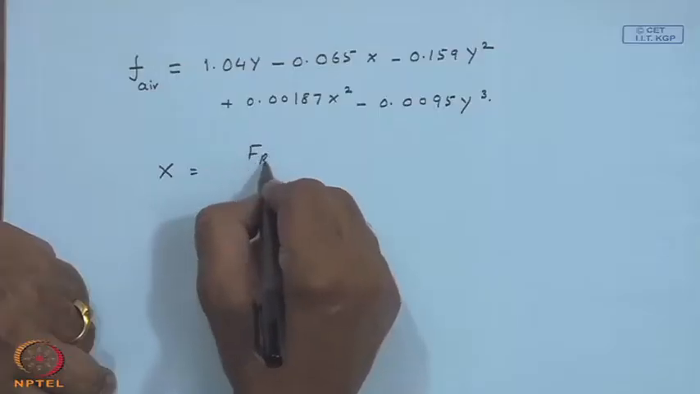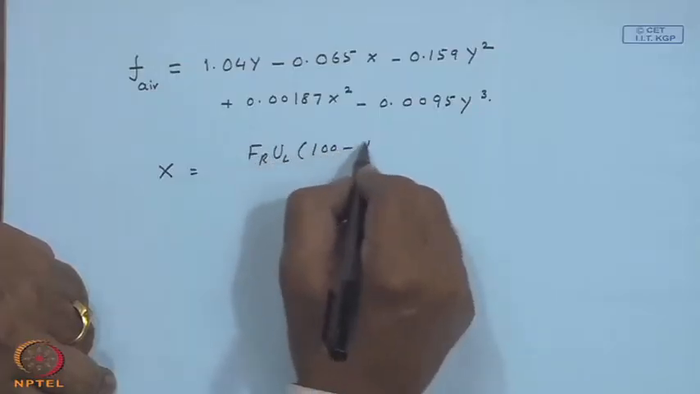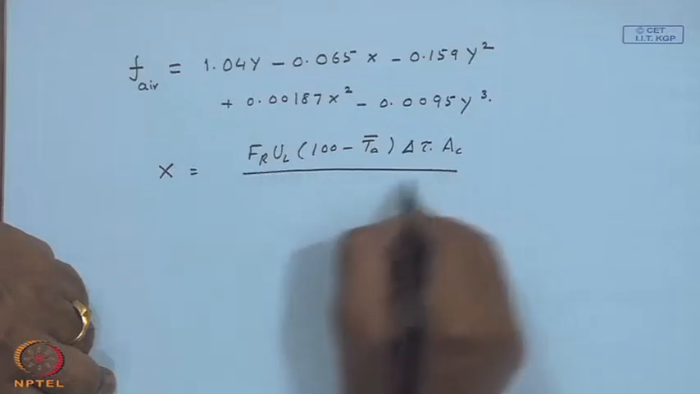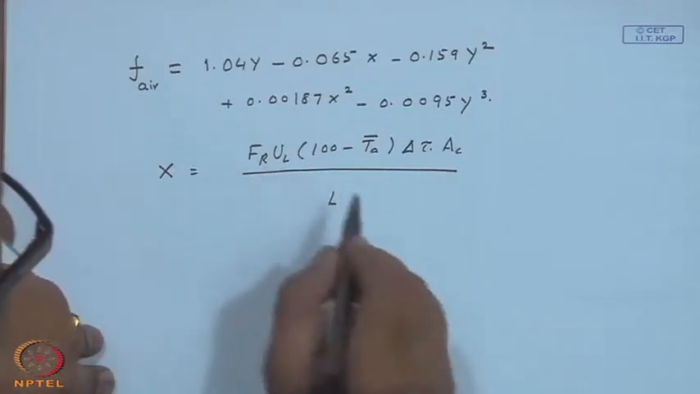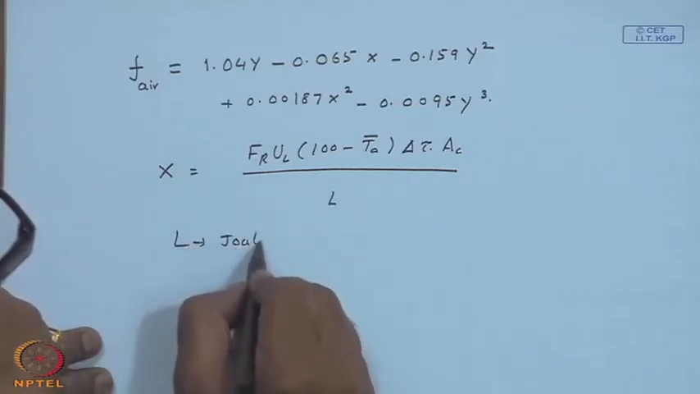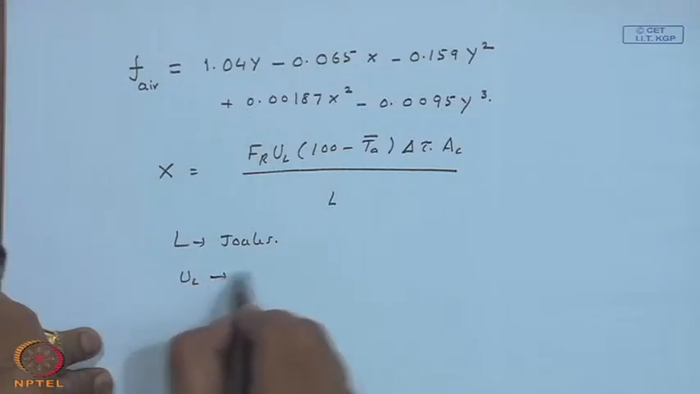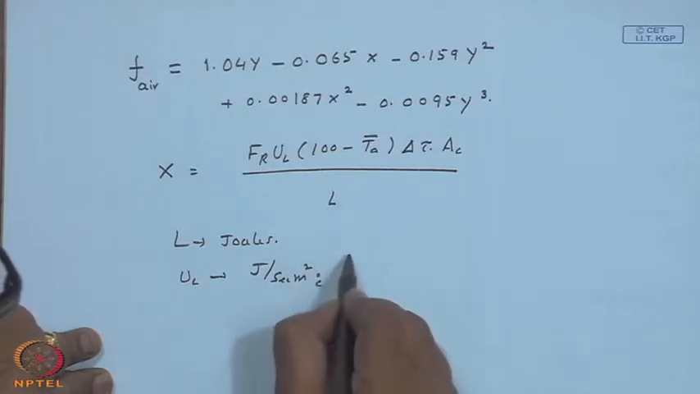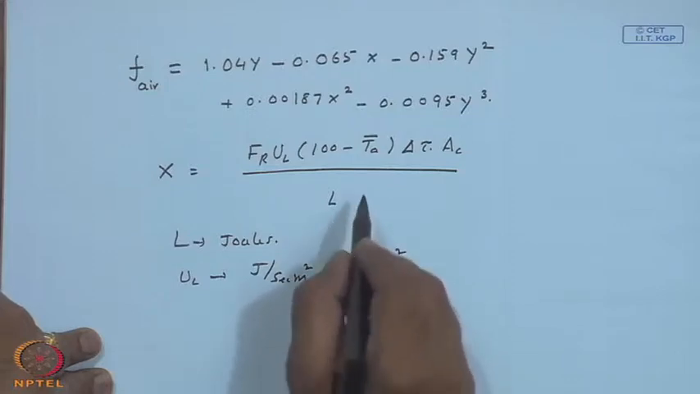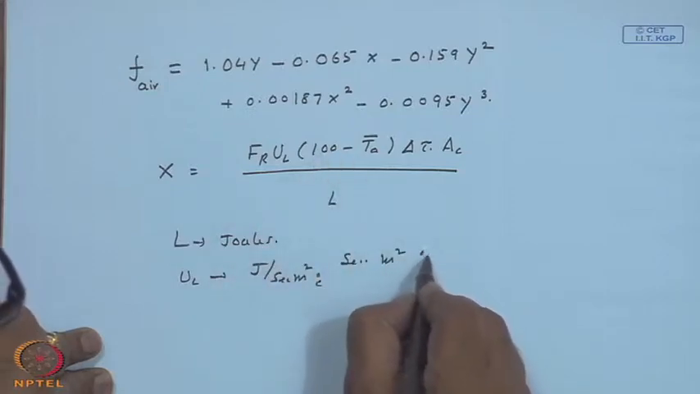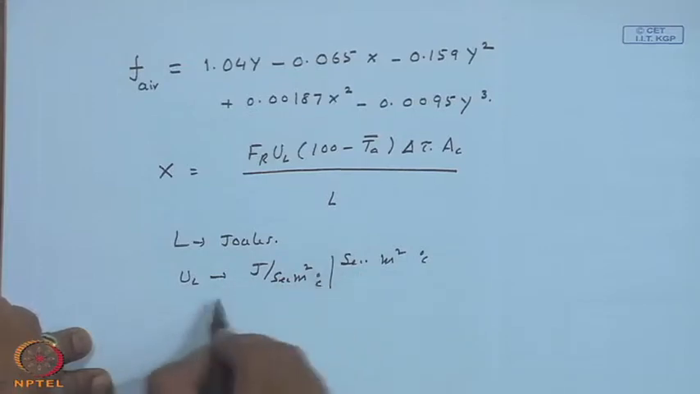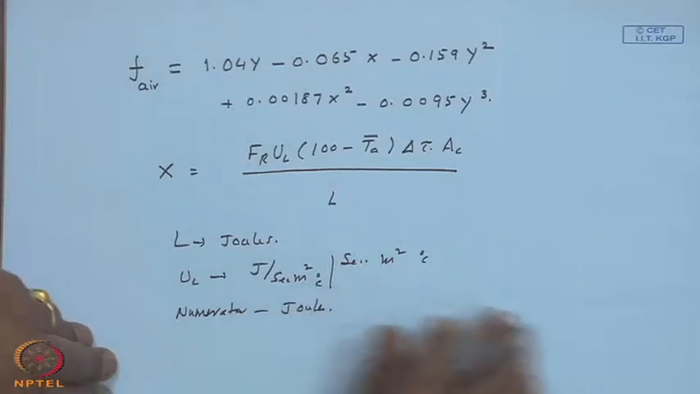the non-dimensional collector loss, F R U L times 100 minus T A bar into delta tau times collector area A C by L. So, this will be non-dimensional if L is in joules, U L will be joule per second meter square degree centigrade, delta tau will be seconds, area will be meter square, and this temperature difference is again degree C. So, numerator is joules and denominator also is in joules.